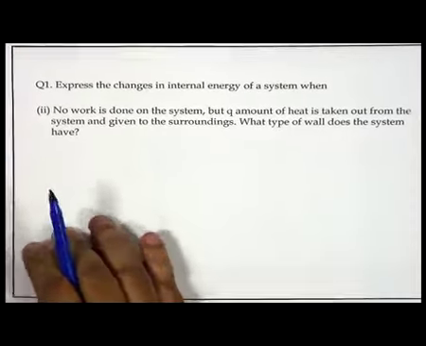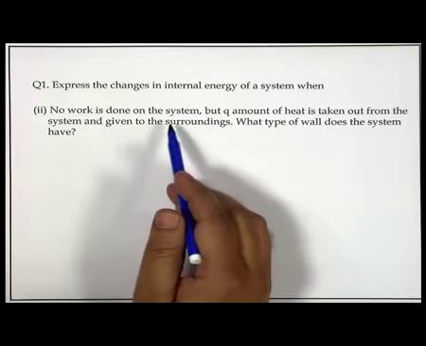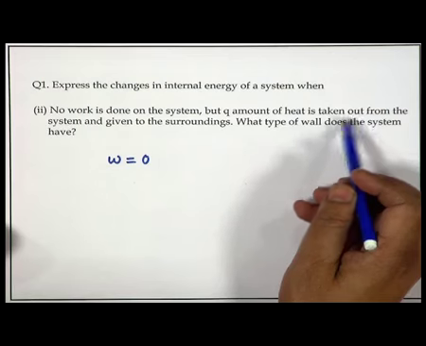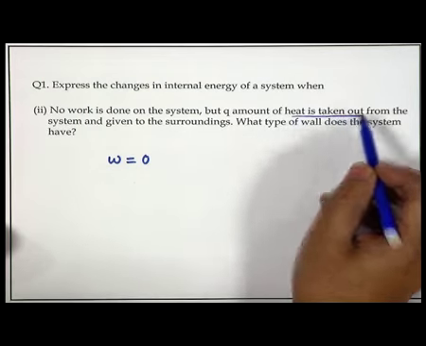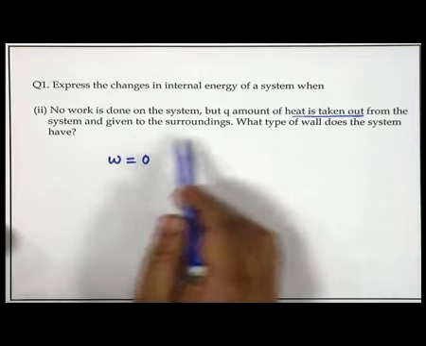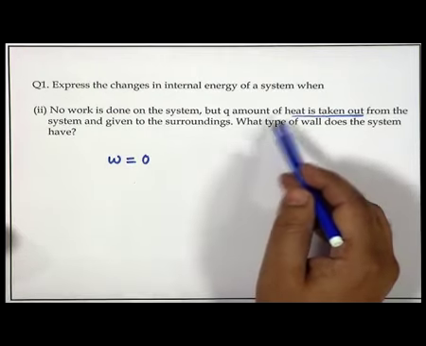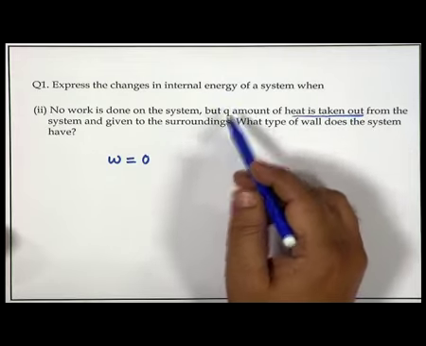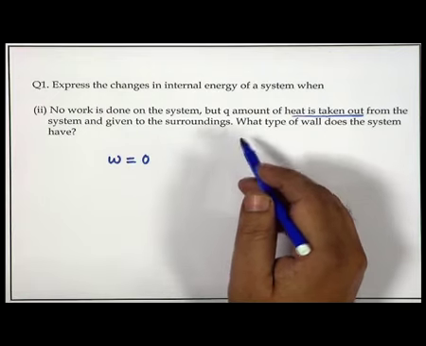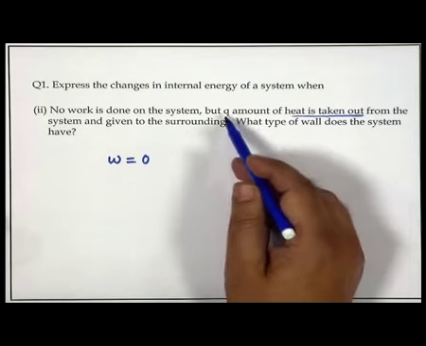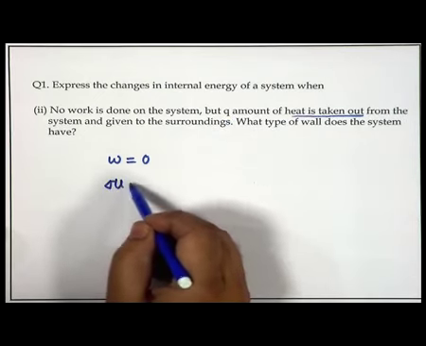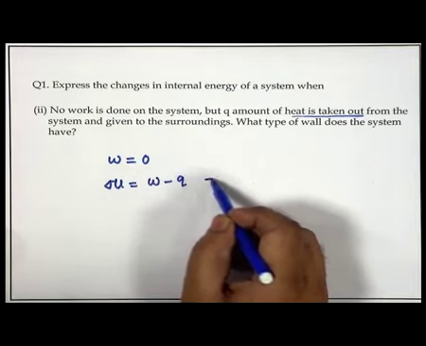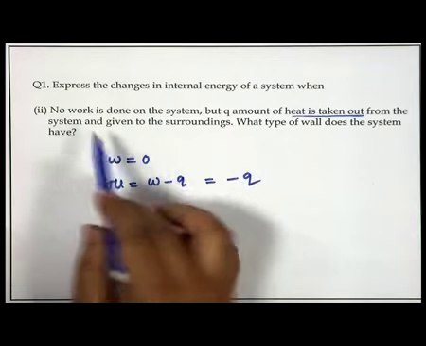In the second question, no work is done on the system. So, obviously, W is 0, but Q is the amount of heat taken out, note this term, taken out from the system and given to the surroundings. So, in this case the system is losing some energy and the magnitude is Q here. So, from the first law, in the main equation we had Q as an increase. So, in this case, because it is decreasing, we will write W minus Q, which is minus Q in this case, as no work is done on the system.